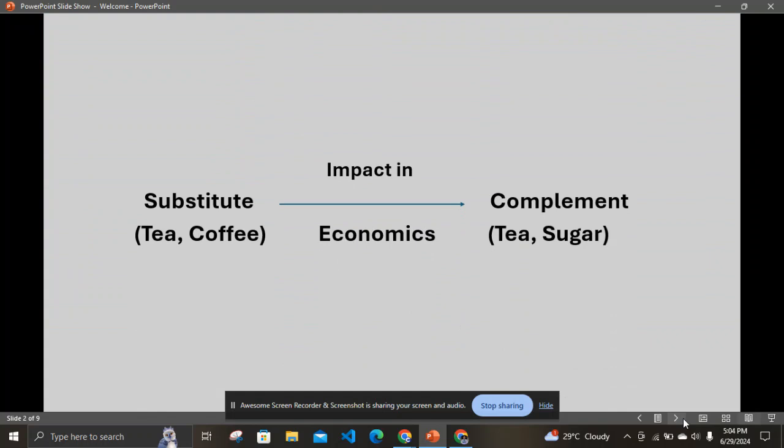And as we know, in economics, a substitute refers to a good or service that can be used in place of another. When the price of one good increases, the demand for its substitute is likely to increase as well. This is because consumers will always go for the cheaper alternatives. For example, if the price of coffee rises, people might buy more tea as a substitute.